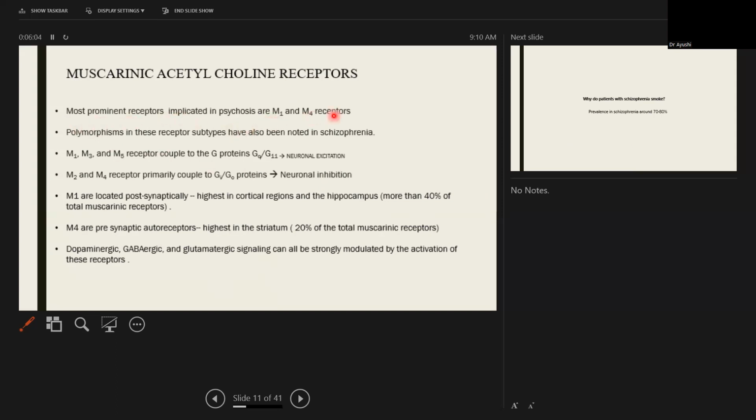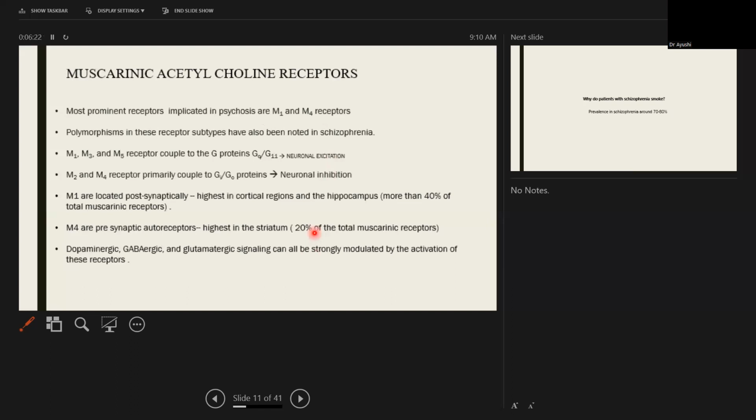They are M1 to M4 receptors. The M1 and M4 receptors are implicated in psychosis. Polymorphism of these receptor subtypes has also been seen in schizophrenia. So M1, M3, and M5 receptors are excitatory receptors, and M2 and M4 receptors are inhibitory receptors.